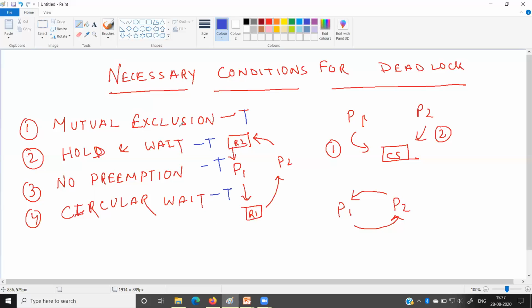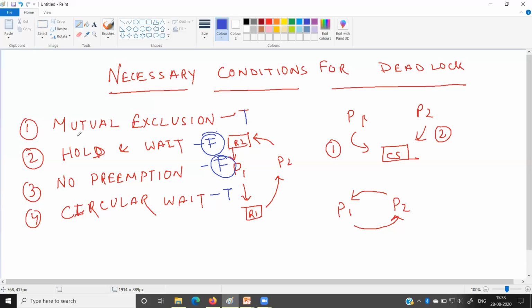But if we can ensure that among those four conditions, we can break any one of them, that means we can make it false, like if I can make hold and wait false, then the deadlock will not occur for the system. Or if we can make no preemption false, then the deadlock will not occur for the system.